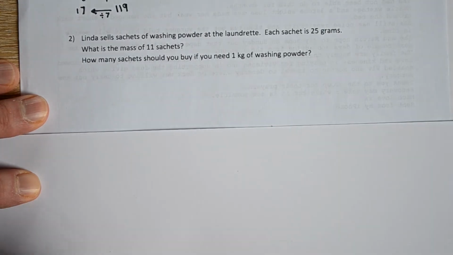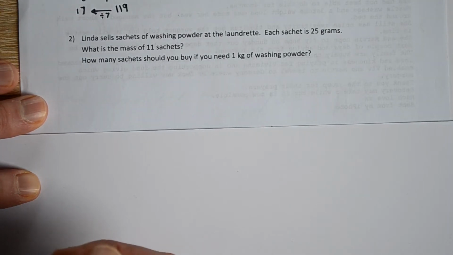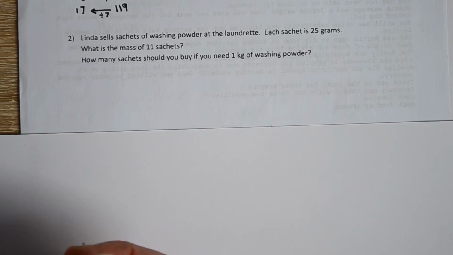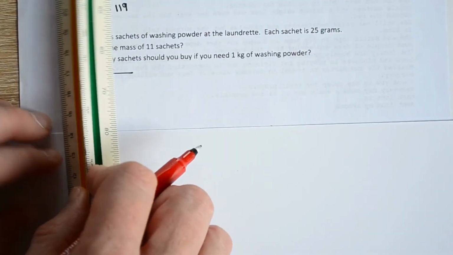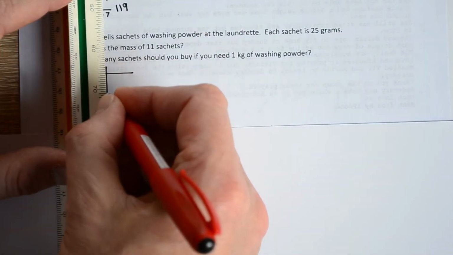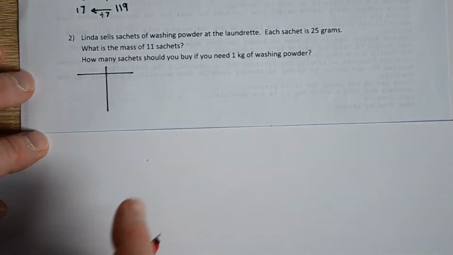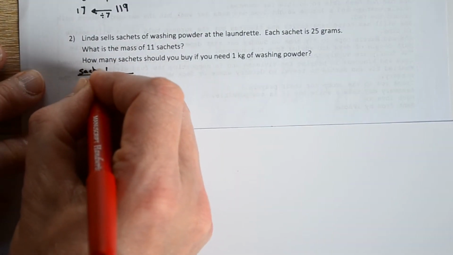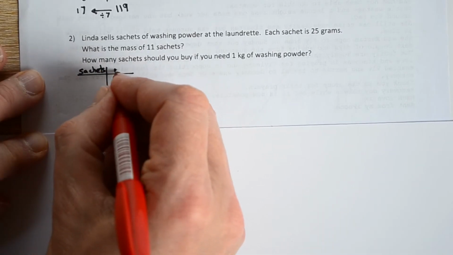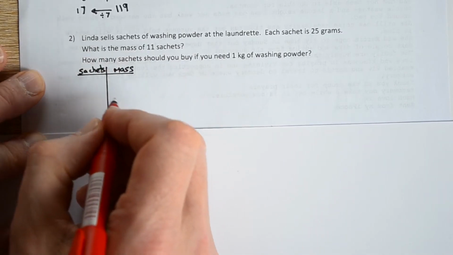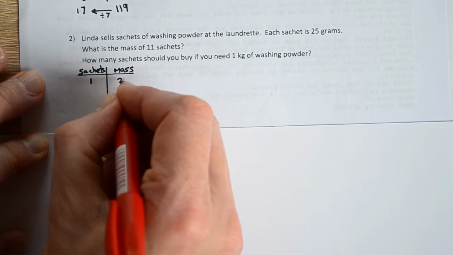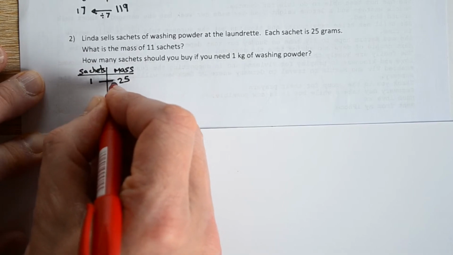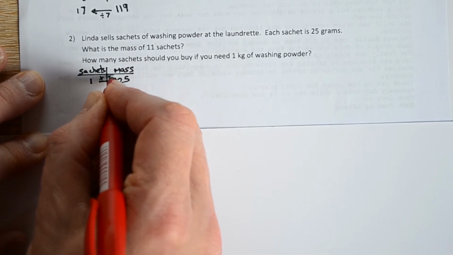So again, it's another pair of quantities that are in proportion. It's the sachets and the number of grams. So let's draw a little table. Drawing a table doesn't need to take you very long. If you've got your ruler to hand, you can get it looking presentable as well. And we're looking at its mass. So each sachet is 25 grams. So we've got a multiplier there, times 25.